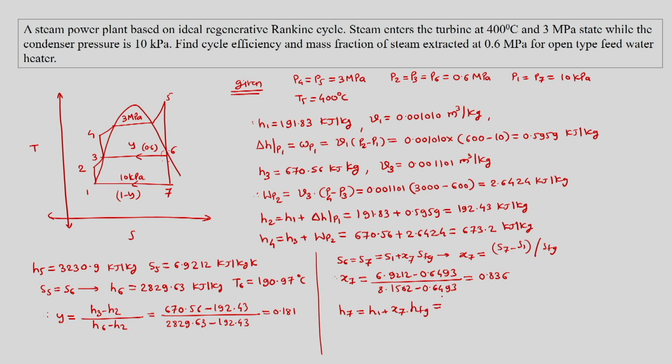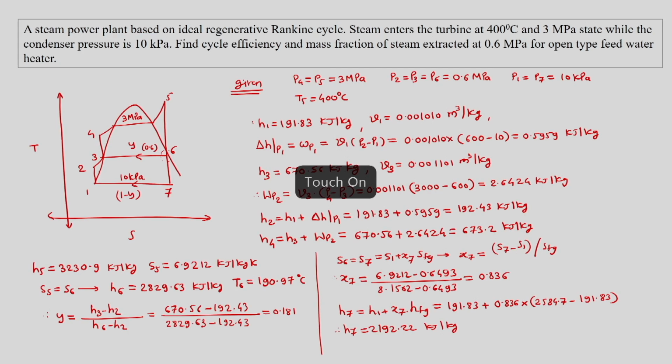Now this will be helpful for us to find H7, and H7 is equal to H1 plus X7 into HFG. So, H1 is 191.83 plus X7, which is 0.836, into HFG, which is HG 2584.7 minus HF 191.83, and so H7 turns out to be 2192.22 kilojoule per kg.